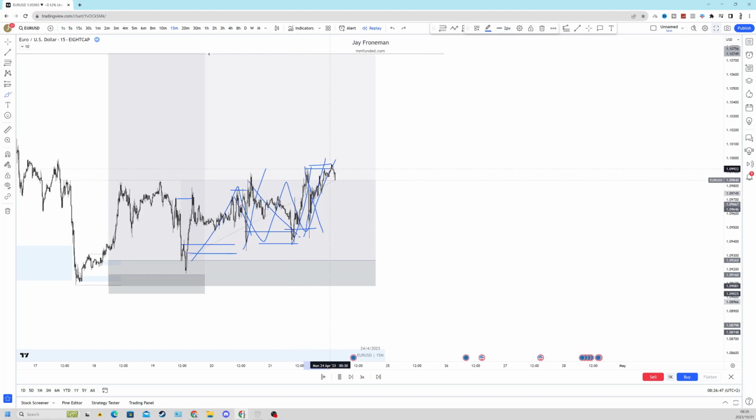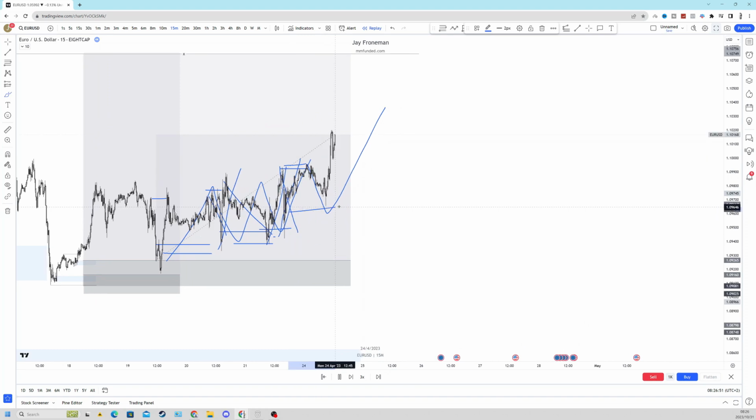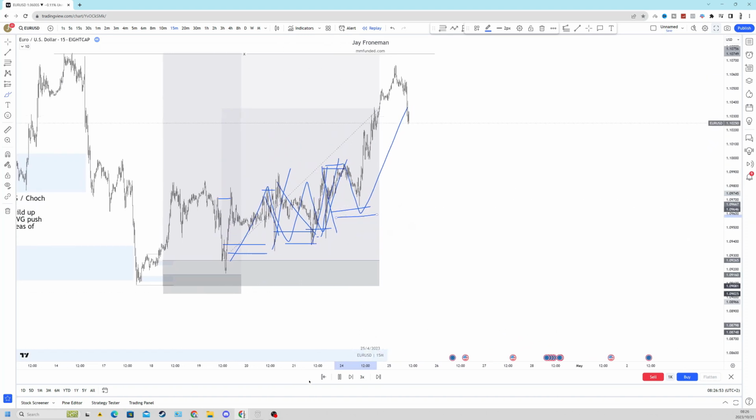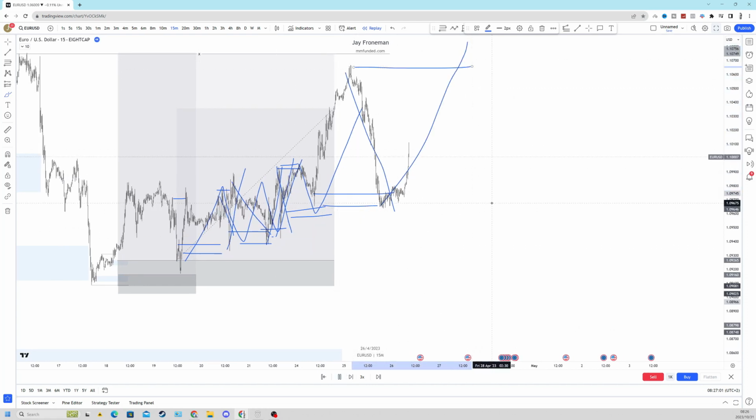Okay, break of structure, we can expect a bit of a pullback to continue, mitigating discount demand. All right, larger pullback into discounted areas of demand to continue targeting those M15 weak highs.